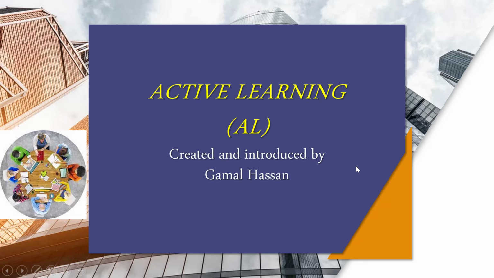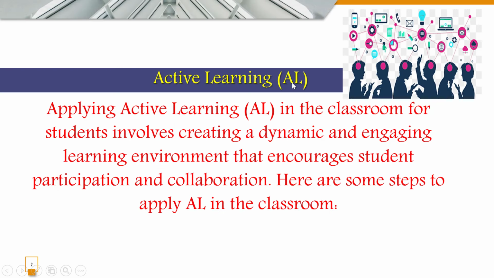Let's get started. First of all, we need to know what is meant by active learning or AL. Active learning means to have every student in the class engaged, participating, and collaborating with others to achieve some specific learning objectives in the classroom. Applying active learning in a classroom involves creating a dynamic and engaging learning environment that encourages student participation and collaboration. So the students help each other and work in small groups to achieve some learning objectives.